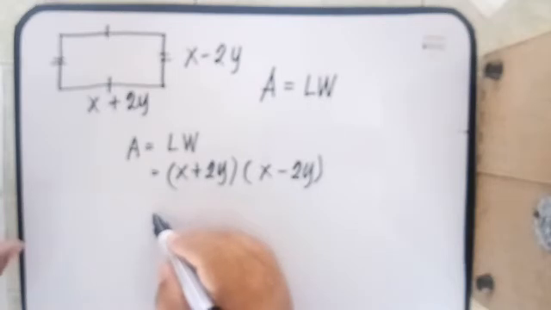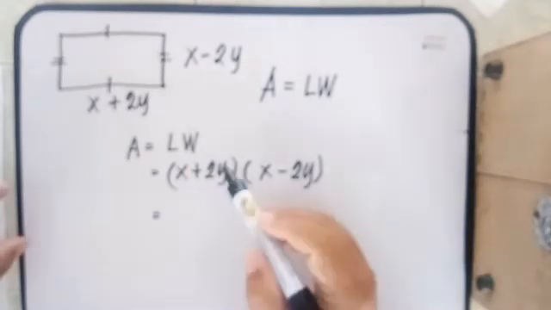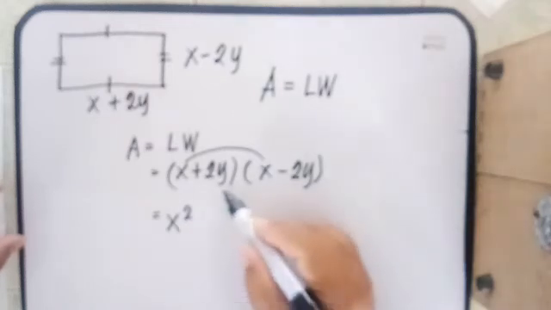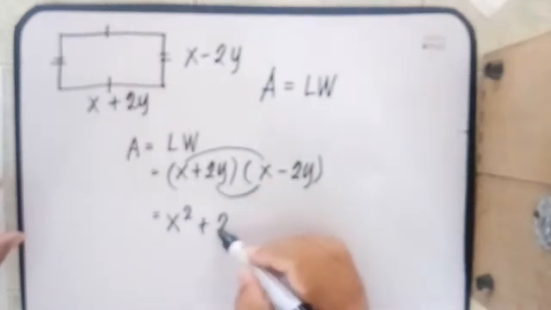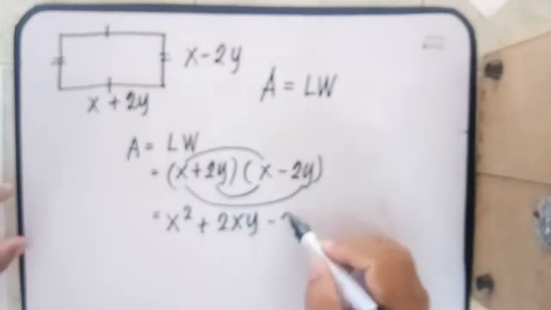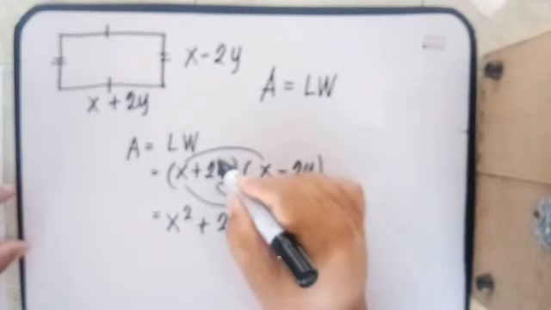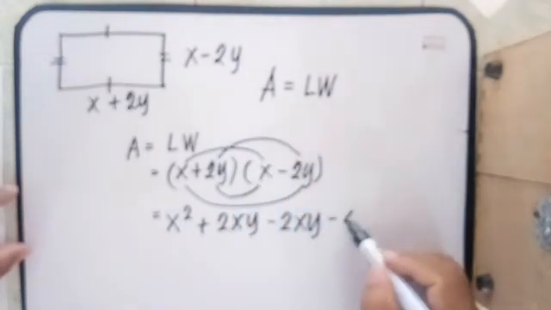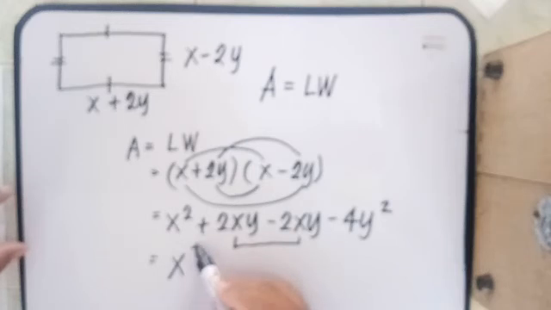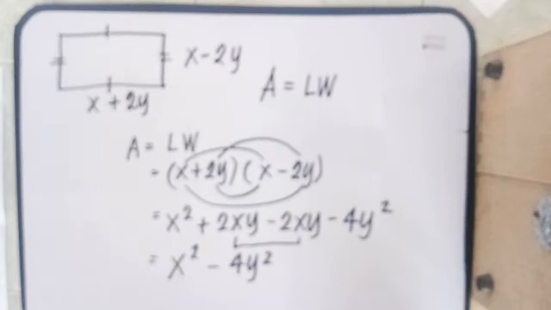So I'm going to show you how to multiply this using the FOIL method. First term by first term, that is x squared, and the inner terms, that is plus 2xy, and the outer terms, that is minus 2xy, and your last terms would be minus 4y squared. If you notice, the middle terms will eliminate each other because they equal 0. So the remaining part will be x squared minus 4y squared. There's no middle term because the middle term yields 0.